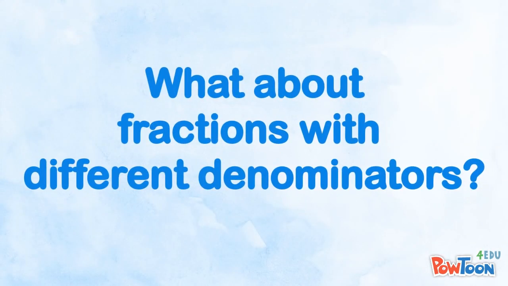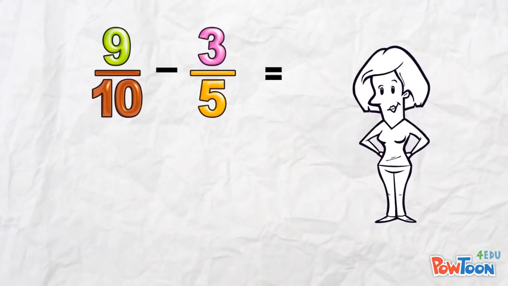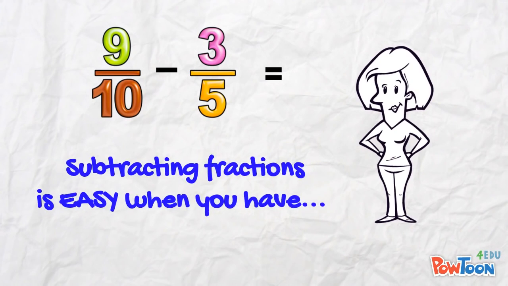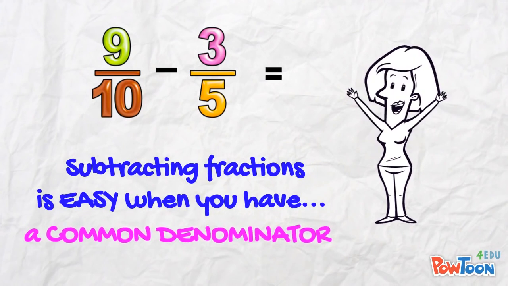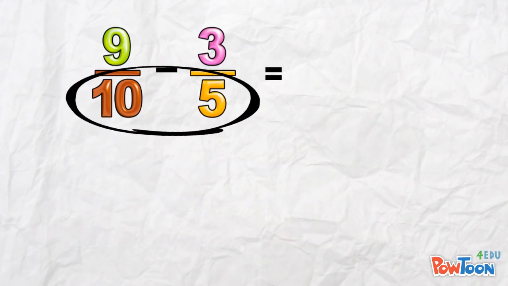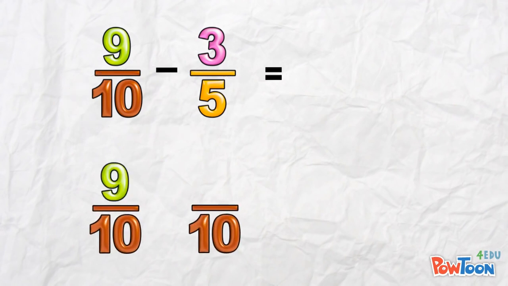What about when you get fractions with different denominators, like this pair? Well, just like adding fractions, subtraction is easy when you have a common denominator. So we make one. Our denominators are 10 and 5. The common denominator is 10. Put that in the answer now.